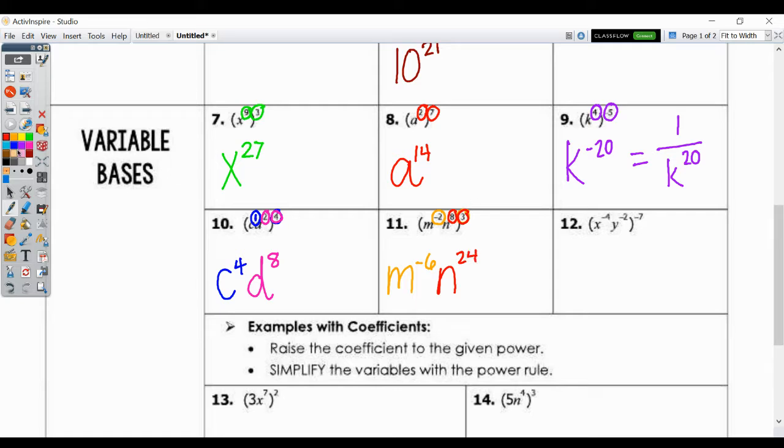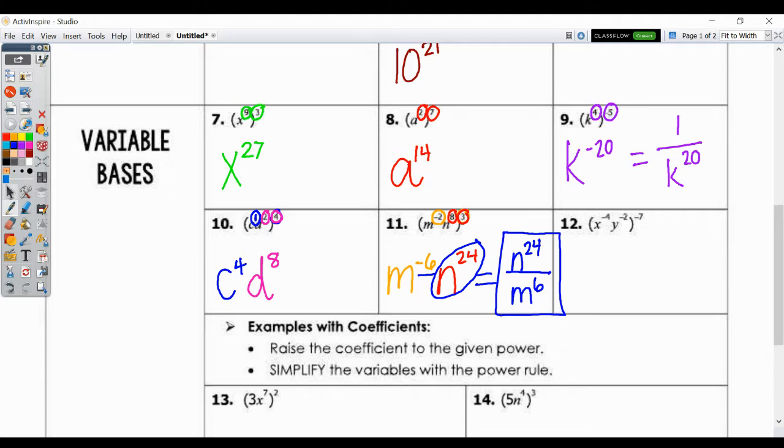Okay, so this is where it's a little bit different. I cannot have this negative 6 as a negative, okay? So I need to change it so that it looks like a fraction. So I know I need to move that m to the negative 6 to the bottom and have m to the positive 6. Okay, well, this n to the 24th, that's already positive. So you just leave it on top as n to the 24th. And then your final answer would be n to the 24th over m to the 6th.